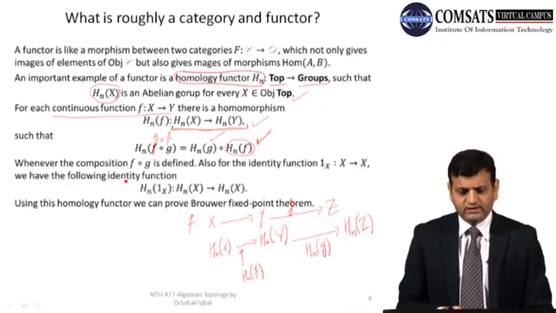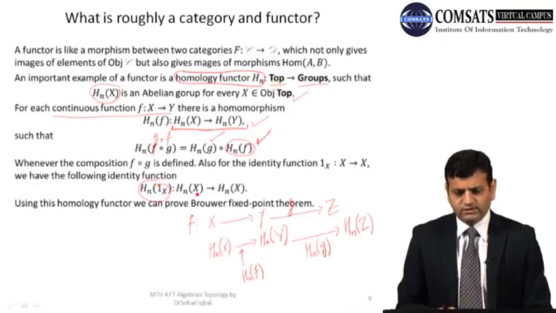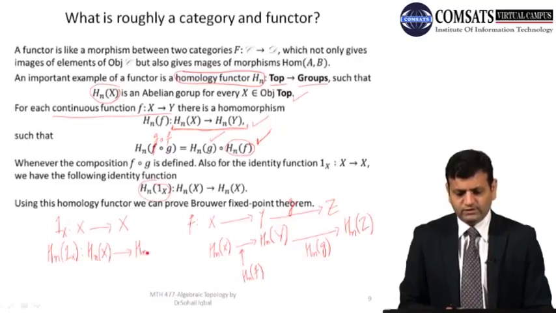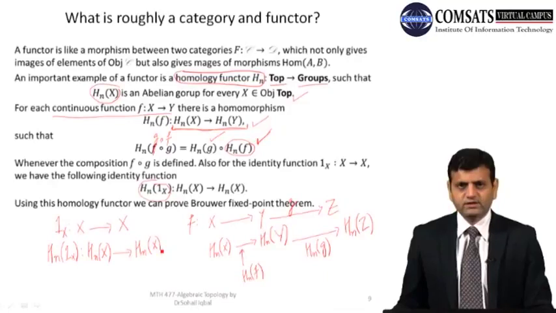Okay, so similarly, it also takes the identity function from the category of topological spaces, and it takes Hn(X) to Hn(X). So for example, if we have the identity function between the topological space X and X, then under this functor this identity map is mapped to the identity of these abelian groups, Hn(X) to Hn(X). We will see in detail and in a precise way what a functor is, but this is roughly what a functor does.